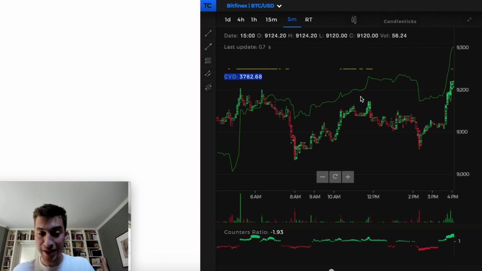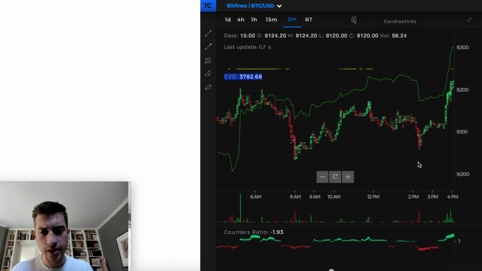What's not a good sign is when CVD goes vertically upward. The cumulative volume delta goes upward like that as everyone market buys, because that could show us that demand has reached its equilibrium with supply. Supply is here. Demand has reached supply, which occurs here.